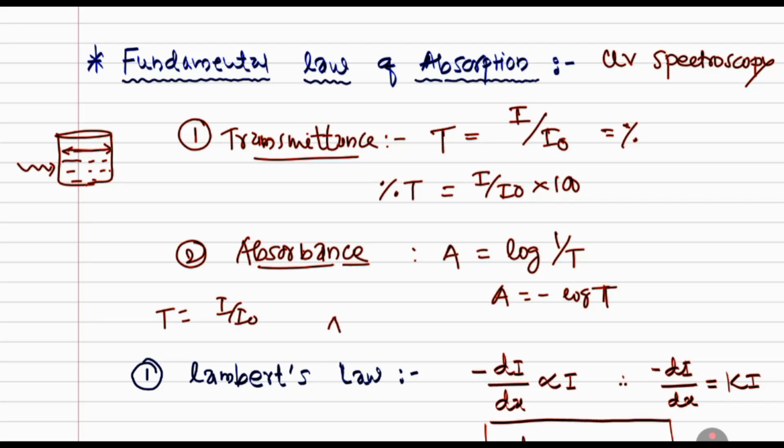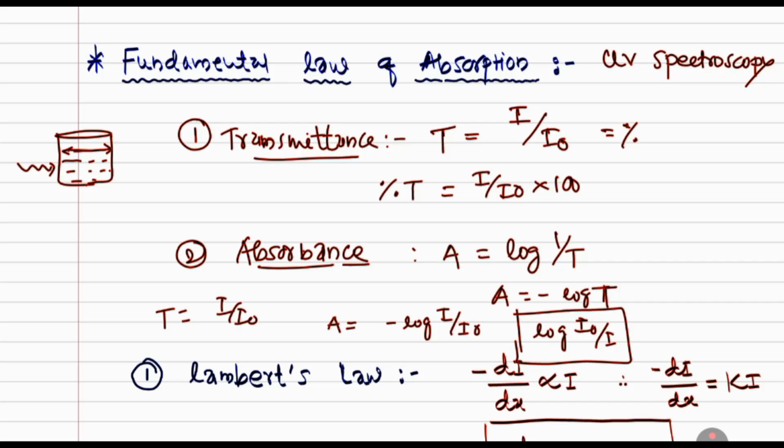You can solve this simple equation: A is equal to minus log of I by I0, or we can call it log of I0 by I. So this is also the equation of the absorbance. Absorbance and transmittance are different terms. If transmittance is 100, then absorbance must be 0. If absorbance is 100, then transmittance must be 0.